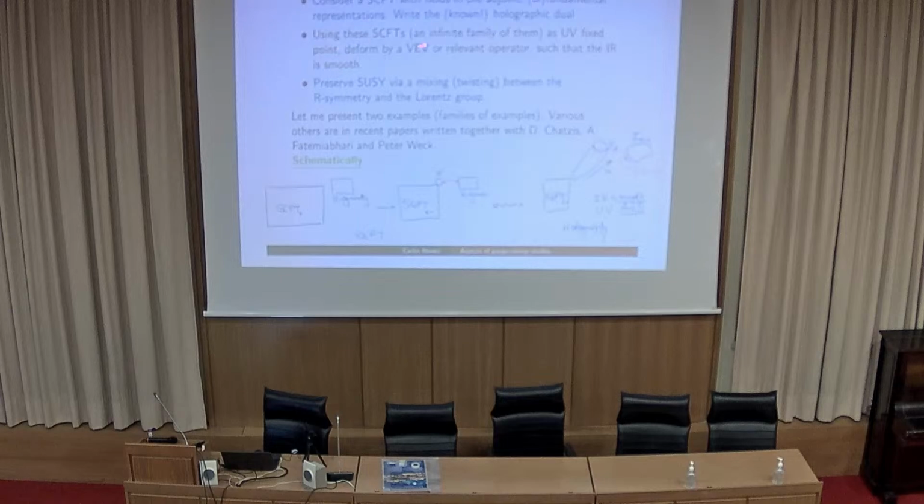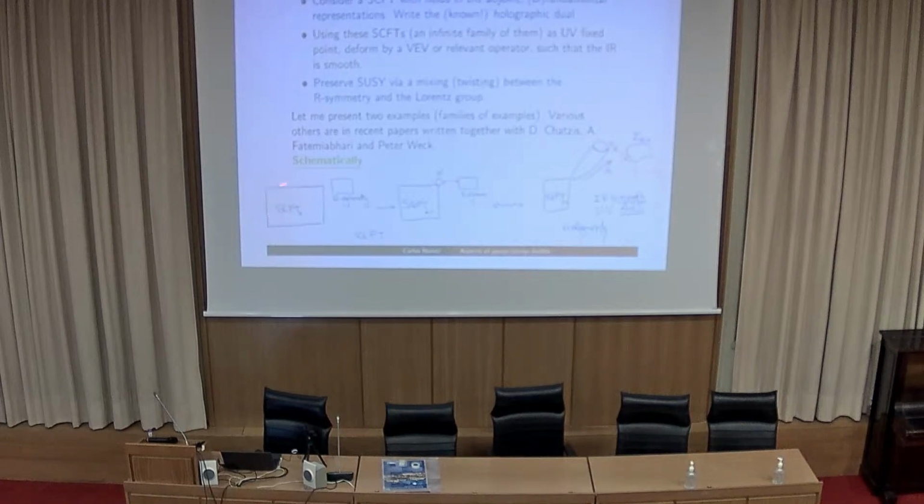Use then these superconformal theories, there is an infinite family of them, as UV fixed points. These UV fixed points will be deformed in the case of this talk by a relevant operator, such that the infrared of the field theory will be smooth. The infrared of the supergravity corresponding to the infrared of the field theory will be smooth. Also preserve some supersymmetry, by a mixing, a twisting between the R symmetry of the field theory and the Lorentz group. Right? So in plots, the idea is the following.